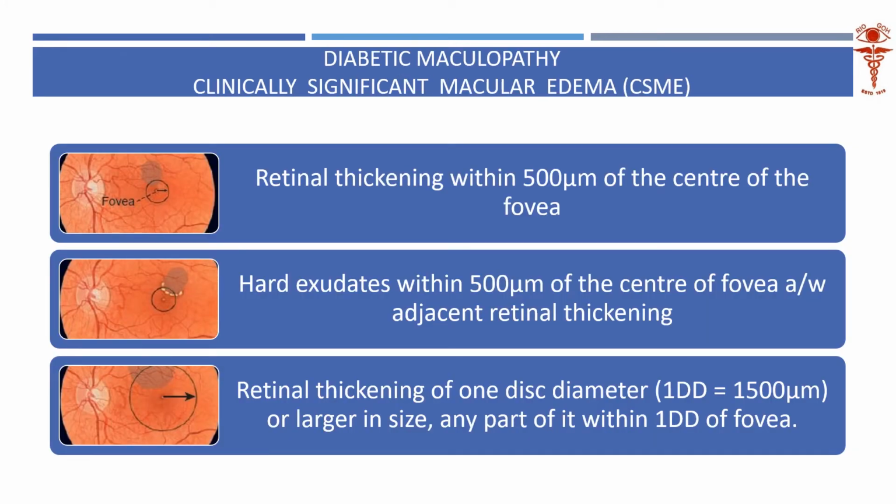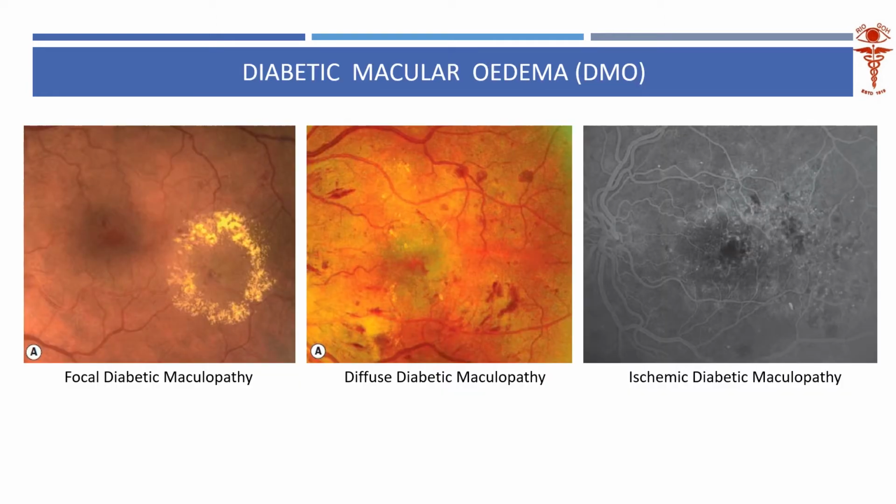Okay. Another area is diabetic maculopathy. If you see maculopathy, like if you see a hard exudate which is within 500 microns from the center of the fovea, or which is more than 1500 microns or larger than 1 disc diameter, that kind of changes, either a retinal thickening or a hard exudate, is considered to be clinically significant macular edema. If you see clinically significant macular edema, then you will be more focused, because the patient is going to lose vision because of this kind of changes.